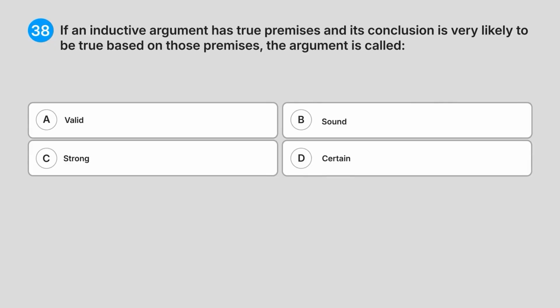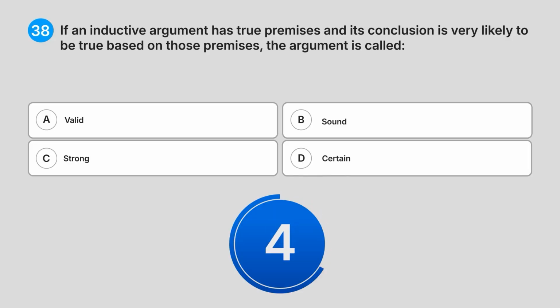38. If an inductive argument has true premises, and its conclusion is very likely to be true based on those premises, the argument is called: A. Valid, B. Sound, C. Strong, D. Certain. Can you guess the answer?